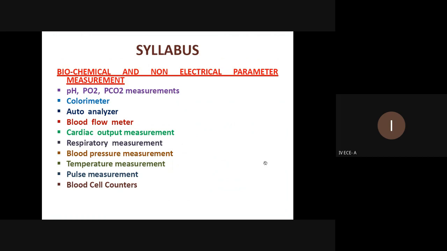Then what is meant by PCO2? PCO2 is nothing but a measurement of the partial pressure of carbon dioxide, while PO2 is the partial pressure of oxygen. The effective functioning of both the respiratory and cardiovascular systems can be analyzed by PCO2 measurement. So that is what we have to understand regarding pH, PO2 and PCO2.